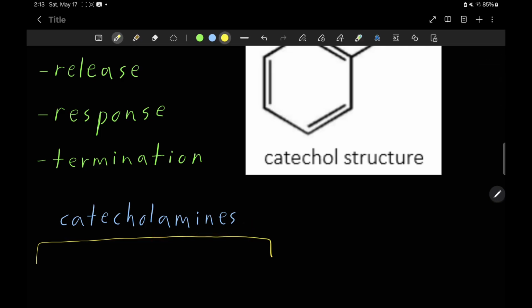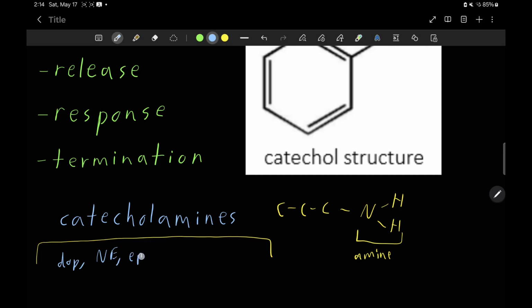An amine group is when you have your chemical, and then your amine group is where you have a nitrogen group bound to a couple of hydrogens. So that's your amine group. That's catecholamines: you have your catechol structure backbone, and then you have an amine group. Lots of different messenger molecules fall under this category, such as dopamine, norepinephrine, and epinephrine. And we're going to focus on these two messenger molecules in this video.